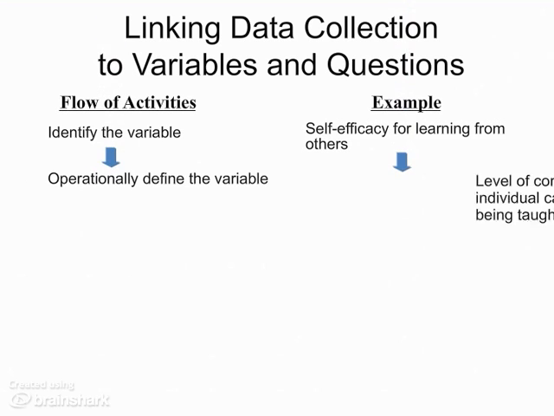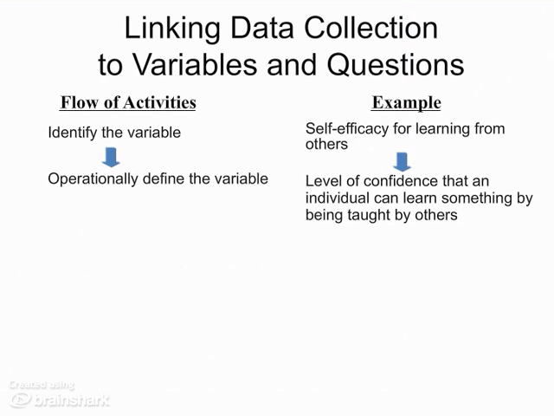All the data collection should be linked together. So when you're looking at what you're collecting, it should be matched to your research. So the very first thing you're going to do is identify the variable. What is it that I want to study? So for example, I'm going to look at self-efficacy for learning from others. Okay. The next thing that I'm going to do is define the variable. So what the heck does self-efficacy for learning mean? Well, it's a level of confidence that an individual can learn something by being taught by others.